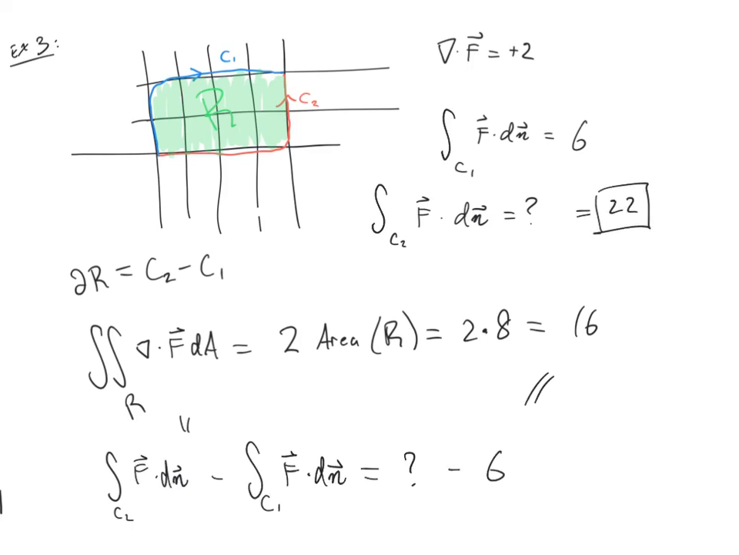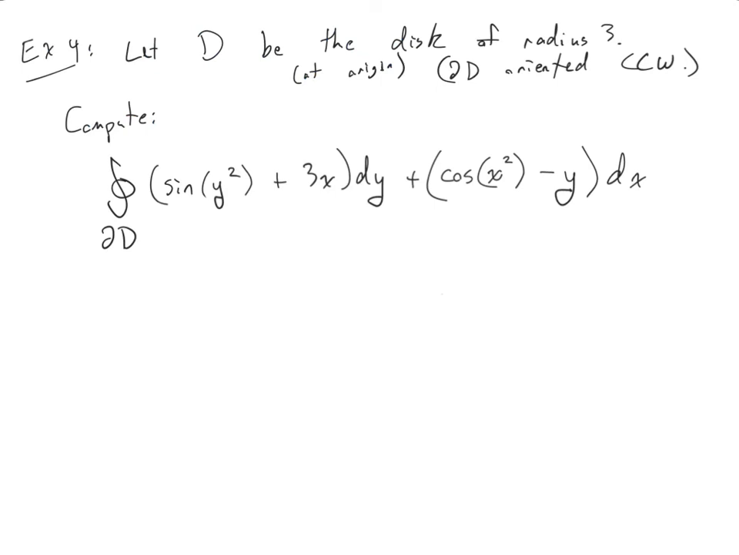And that's our answer. For our fourth and final problem, let's consider D, the disk of radius 3, centered at the origin, and its boundary is oriented counterclockwise. We want to compute the integral over the boundary of this expression.